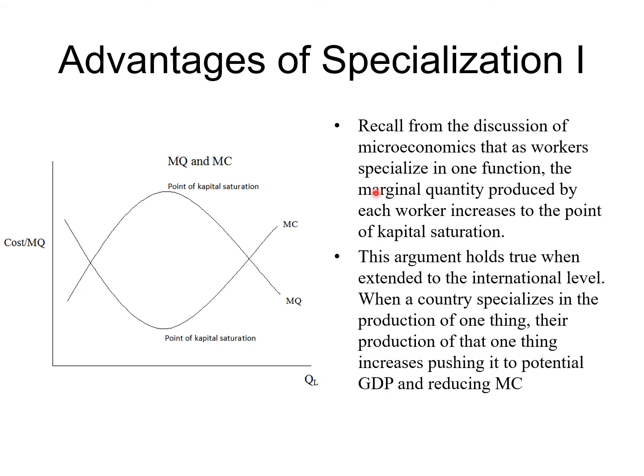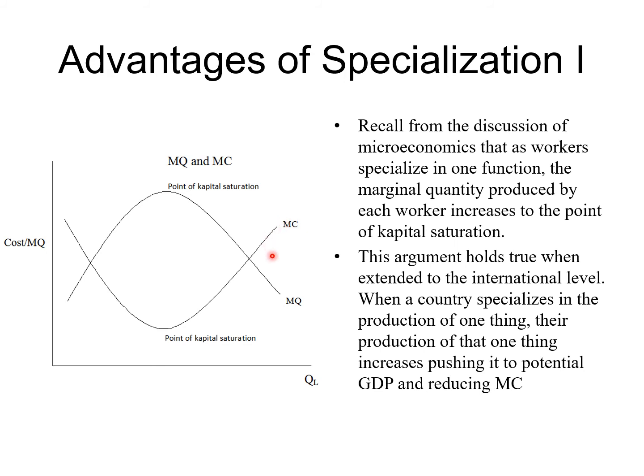We now get to specialization of function, okay? And this is the argument we made for specialization of function. Each unit of a variable resource, the production of every unit of a variable resource increases from the preceding unit until you hit the point of capital saturation, this maximum point. Thereafter, it diminishes. Well, as marginal quantity is going up, the marginal cost, the cost per unit, is going down to hit this minimum point. This is why they're mirror images of each other.